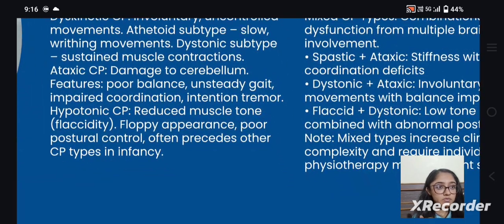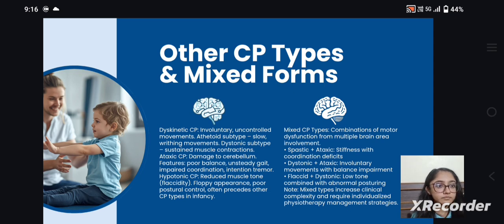Then mixed CP types will be there. Could be spastic plus ataxic, could be dystonic plus ataxic, flaccid plus dystonic. So the mixed types increase clinical complexity and require individualized physiotherapy management strategies. So it will be hard to treat mixed forms.